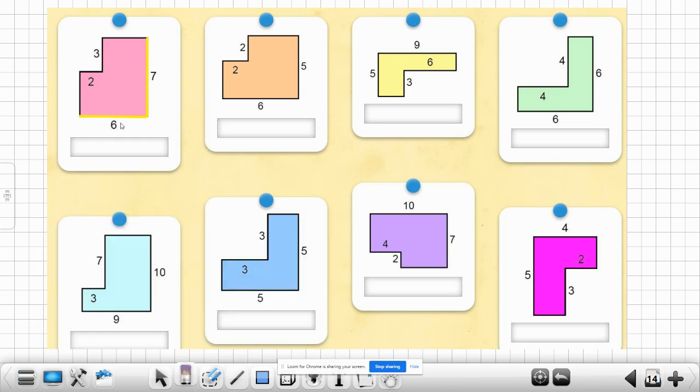Let's do it. So 6 plus 7, and I'm putting them in brackets because we want to add them together and then multiply by 2. So that is 13 times 2, which is 26 units. Okay, so let's just make sure we understand why we can do that.